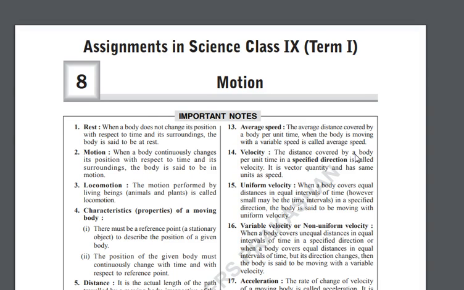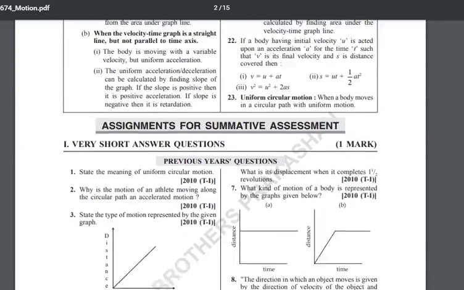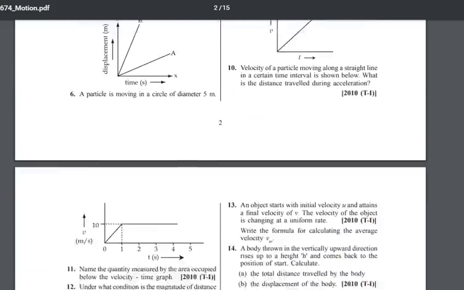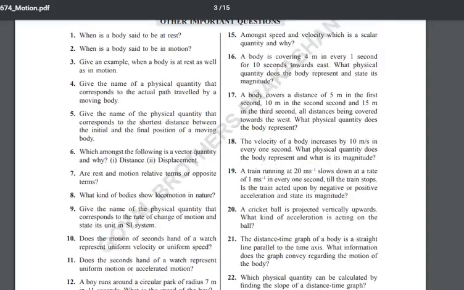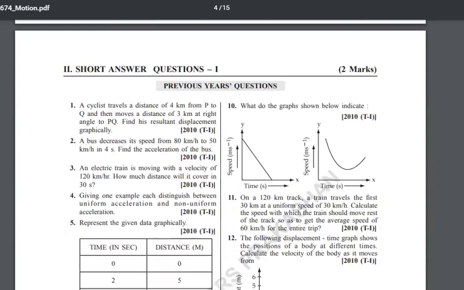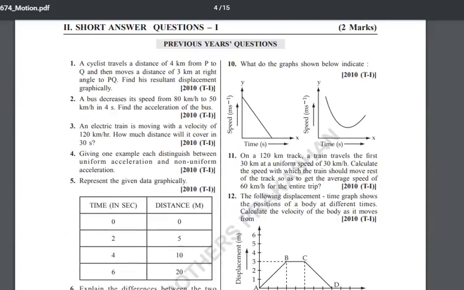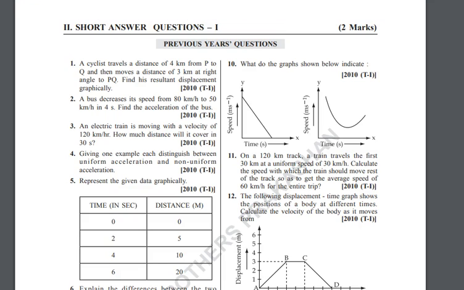CBSE, yes sir. If we scroll down, we can observe there are 2 marks questions, other important questions, and previous year questions. I'll explain each and every question, how to write it. In a similar way, you can do the 3 marks questions yourself.